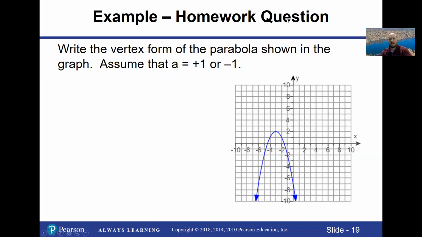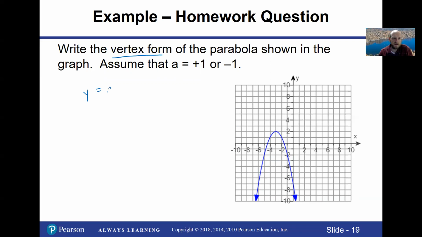And I just have an example of a homework question here, and then maybe I'll go back and try to complete the square from what we had earlier on. I know this is getting longer, but I want you guys to have some examples here. So first, let's do this homework question. They ask us to write the vertex form of the parabola shown in the graph.